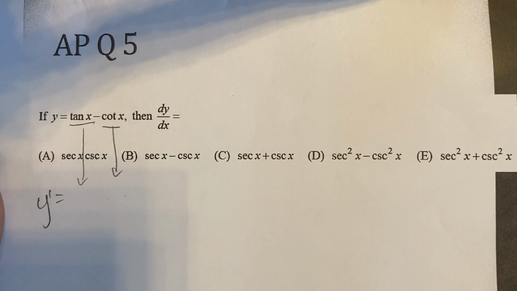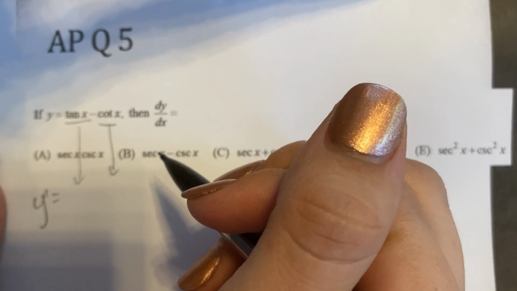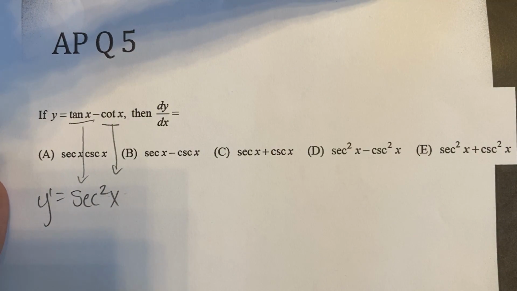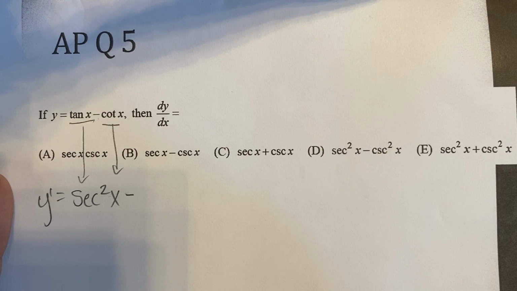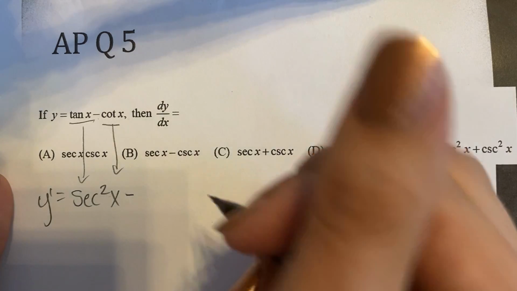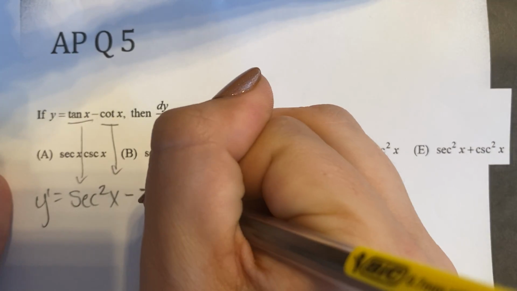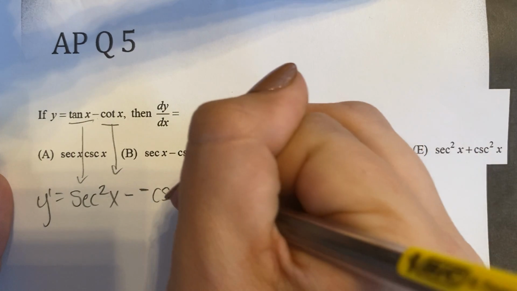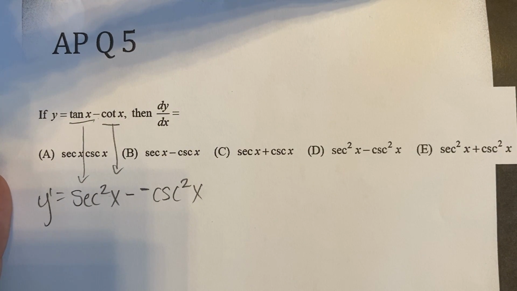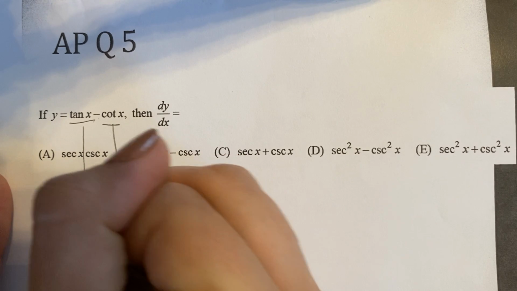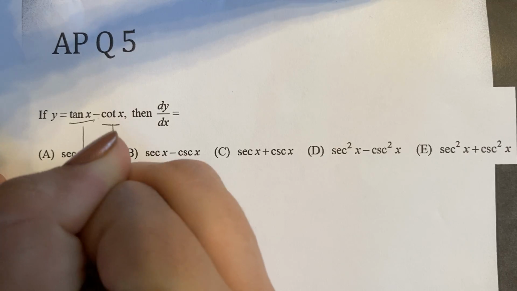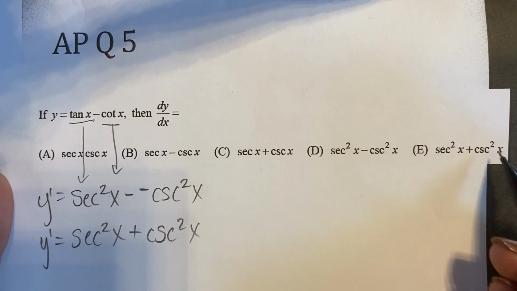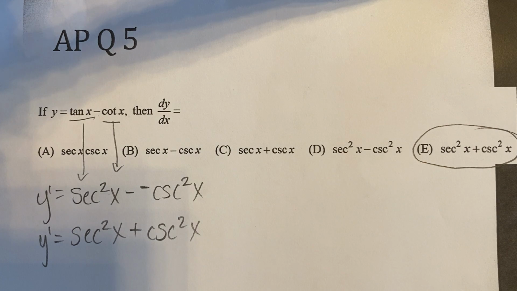All right, let's try it together. The derivative of tangent is secant squared x. You can just look that up. And then a minus. The derivative of cotangent, the derivative of any cofunction is negative. So the derivative of cotangent is negative cosecant squared x. You have minus a negative, so you have secant squared x plus cosecant squared x. That's what y prime equals, which is answer choice E.